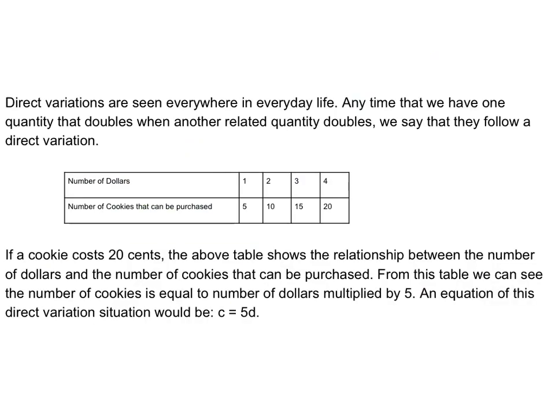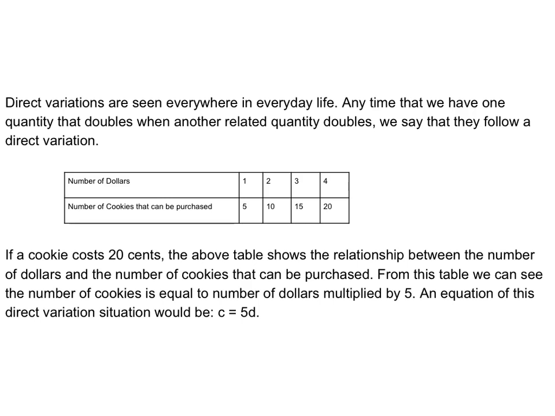Direct variations are seen everywhere in everyday life. Anytime that we have one quantity that doubles when another related quantity doubles, we say that they follow a direct variation. So if cookies cost 20 cents, the above table shows the relationship between the number of dollars and the number of cookies that can be purchased.